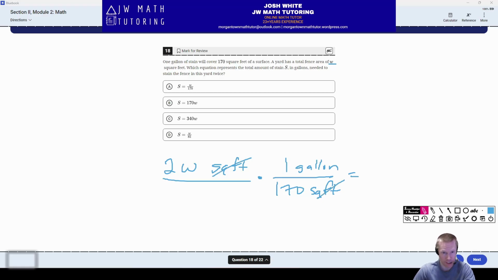So notice, square feet cancel out. What do I get as my answer? Well, 2W over 170. Now, that doesn't match exactly any of the answer choices. It doesn't match A because it doesn't have a 2 on top. It obviously doesn't match B. It doesn't match C. However, it actually does match D because the 2 over 170 just gets reduced to 1 over 85 because they have a common factor of 2. So the correct answer for this problem is letter D.